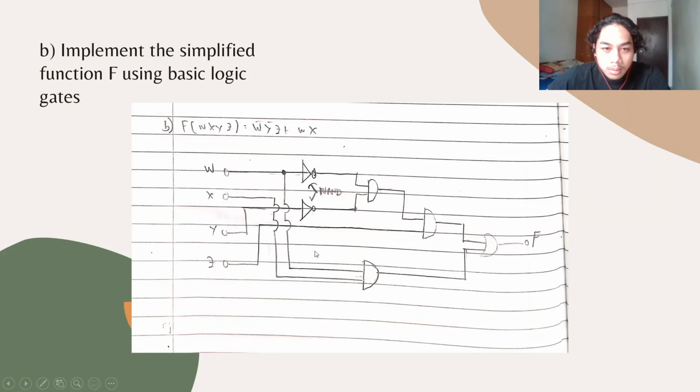And for WX, we also combine it with an AND gate. So to combine, the plus here shows we need to use an OR gate. To combine this form and this form, we get an OR gate here, and this is the whole logic diagram for this function.